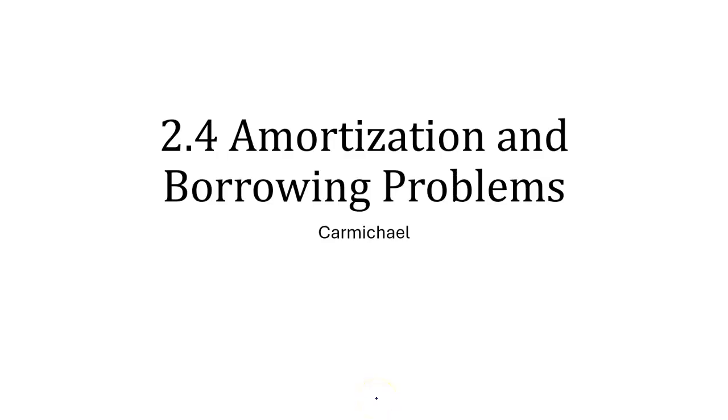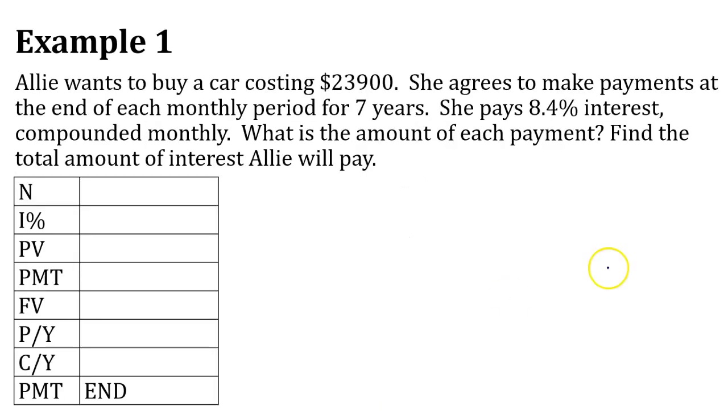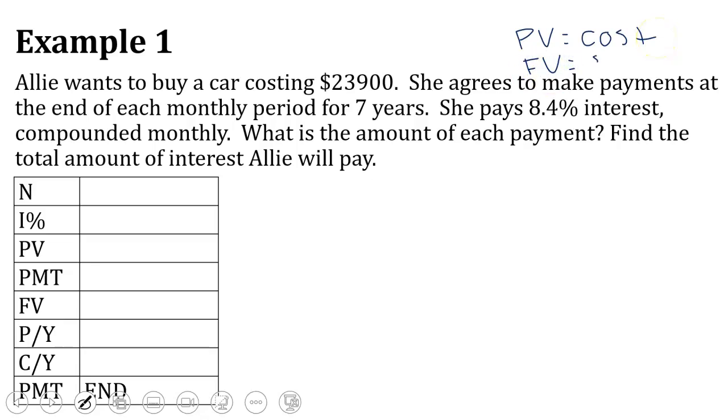In this next video of 2.4, we're going to look at borrowing problems, taking out loans. So Allie, before we get started, all of these problems, we are borrowing money. That means our present value is whatever cost or price of the item that we want to buy. And for all of these problems, our future value is $0. We want to pay it off. We don't want to have any more left. So that's what you do for borrowing money.